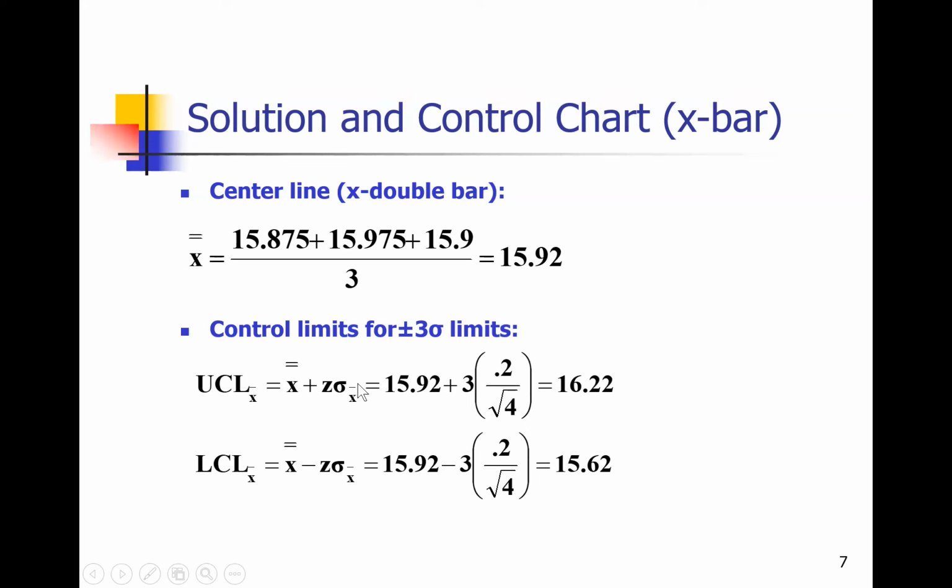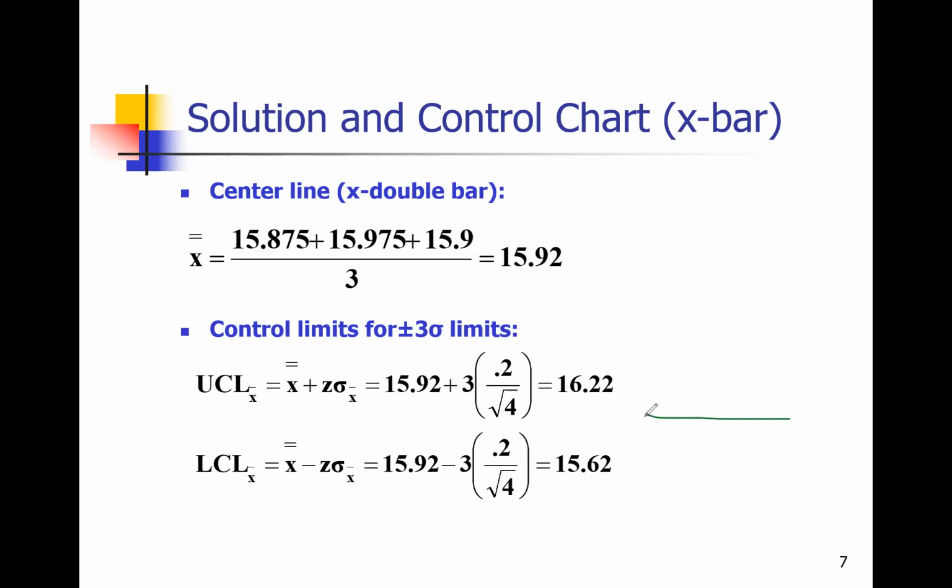So 3, and you are calculating the sample standard deviation. 0.2 is the population standard deviation. You are dividing the population standard deviation by root over 4. 4 means it is the number of observations. And the upper control limit is 16.22. And the lower control limit, same formula, only minus here, is 15.62.